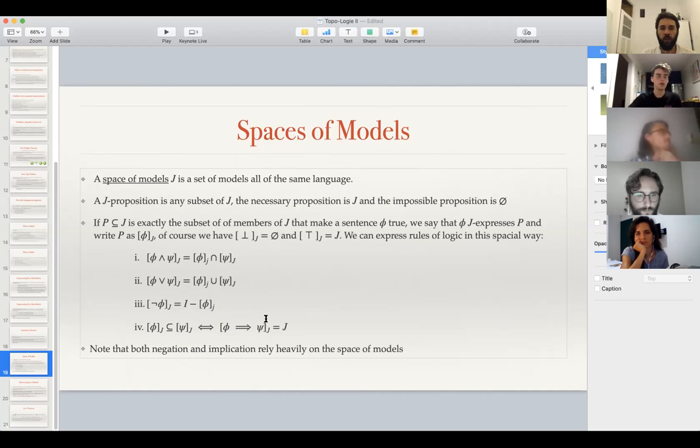Are we in Olivia Caramello's territory? Sorry, yeah. Are we in Olivia Caramello's territory? Yeah, so this is just general model theory, but yeah, why?